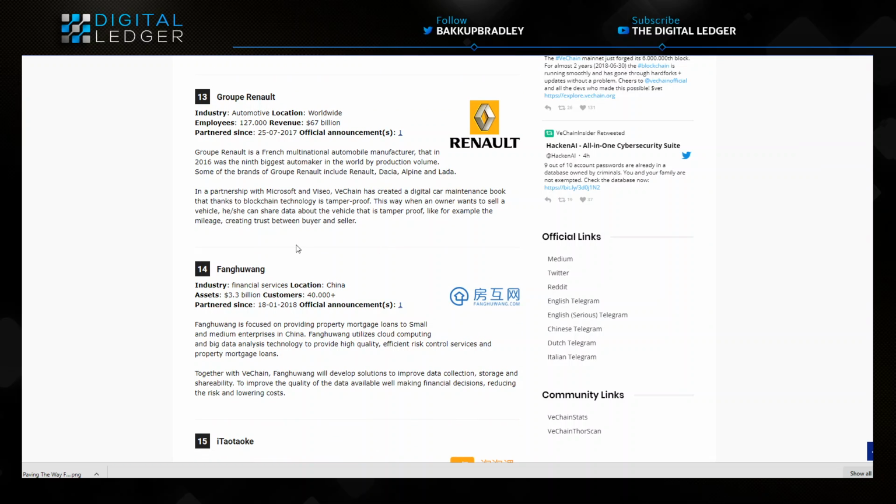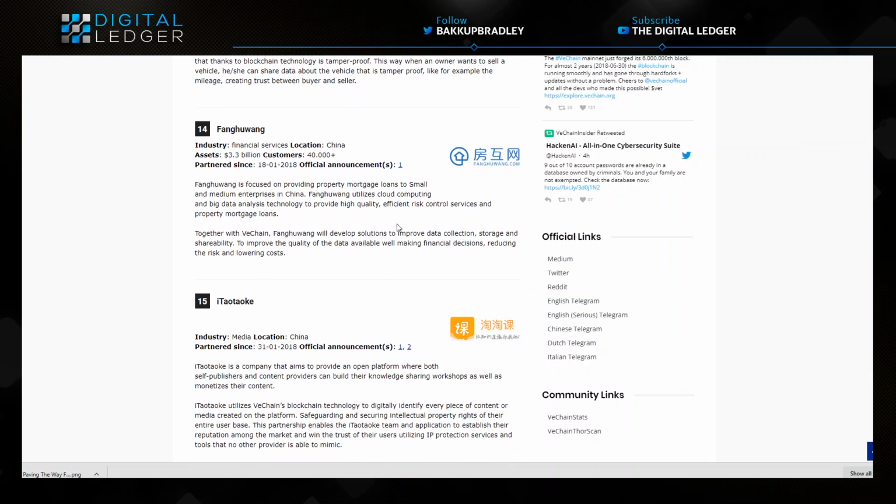Group Renault, $67 billion company. In a partnership with Microsoft and Vizio, VeChain has created a digital car maintenance book that, thanks to blockchain technology, is tamper-proof. This way, when the owner wants to sell a vehicle, he or she can share the data about the vehicle that is tamper-proof, like, for example, the mileage, creating trust between buyer and seller. Nice.